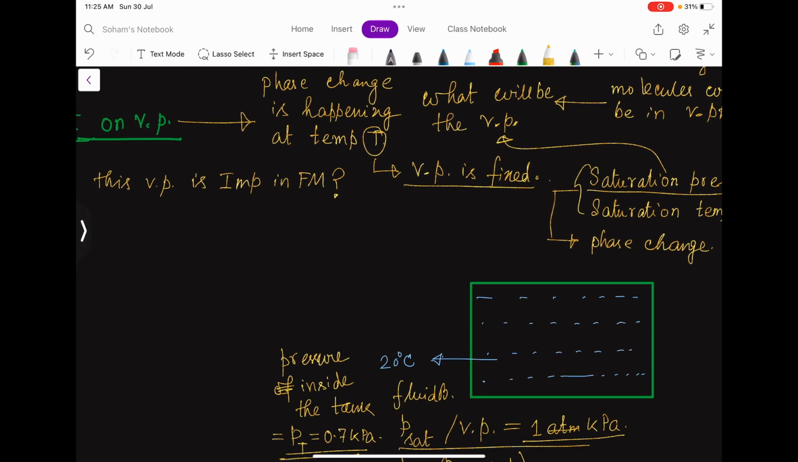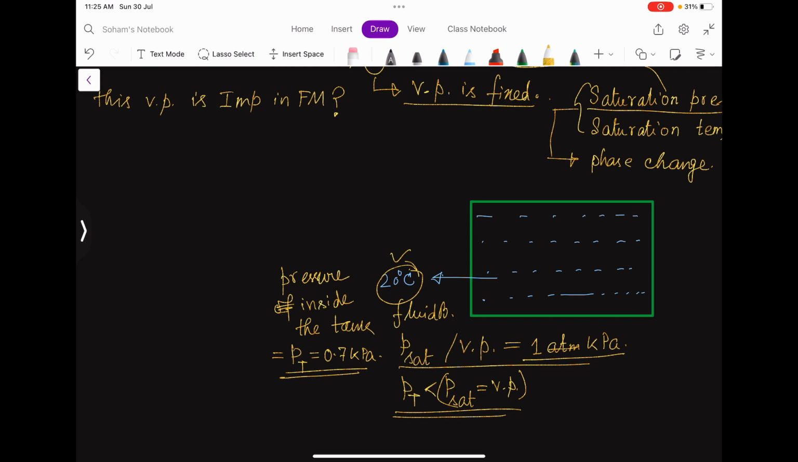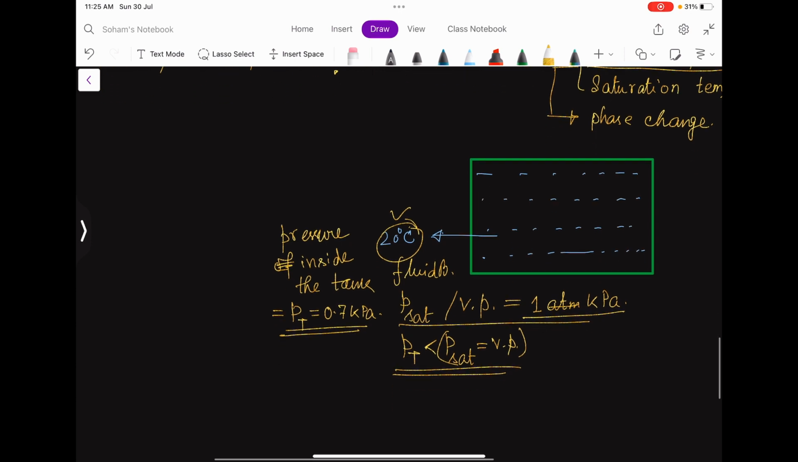At this temperature only. I am talking about this temperature only. As the pressure is now lesser, there can actually be two cases. First, let us consider 1.2 kPa, this is case 1, and this is case 2.